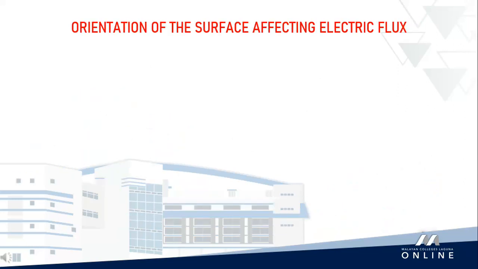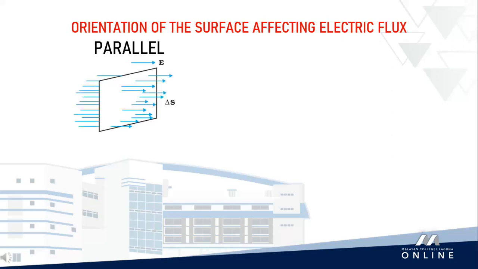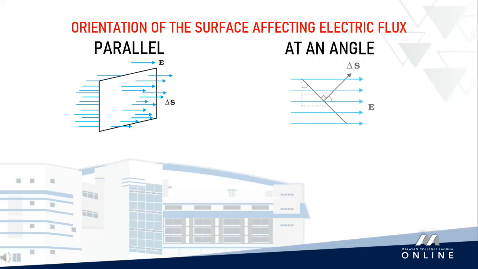These two orientations are, first, when A and E are parallel with one another, and second, when E and A are at an angle. Let us talk about the behavior of electric flux first if the surface A and electric field E are parallel with one another. In this situation, what do you think is the angle between E and A? That is correct. It should be equal to 0. Thus, we can calculate the electric flux with this equation.